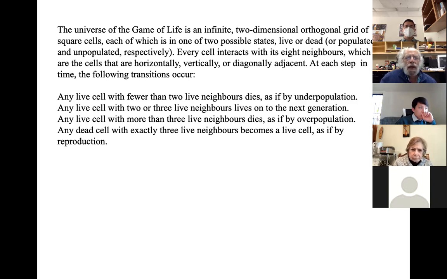Any live cell with fewer than 2 ones in its neighborhood dies. Any live cell with 2 or 3 live neighbors, 2 or 3 ones in its neighborhood, lives on to the next generation. Any live cell with more than 3 dies, as if by overpopulation. Any dead cell, which means 0, with exactly 3 live neighbors becomes a live cell, as if by reproduction.